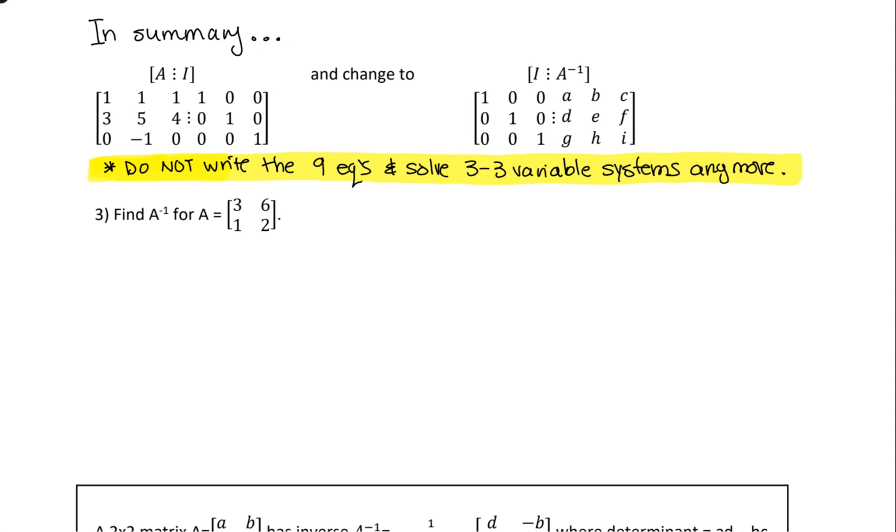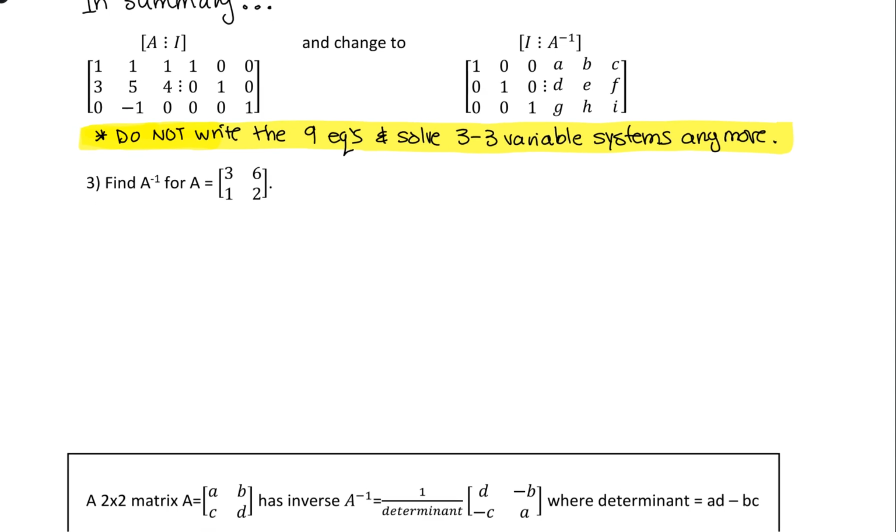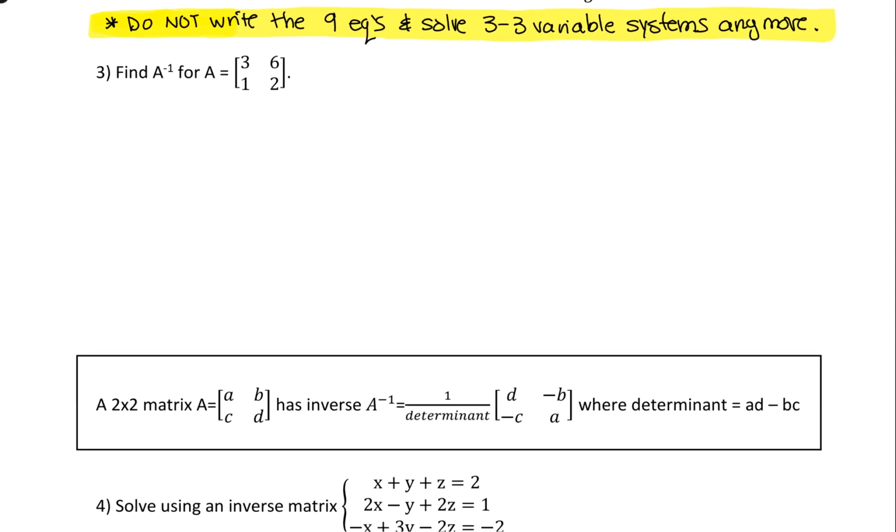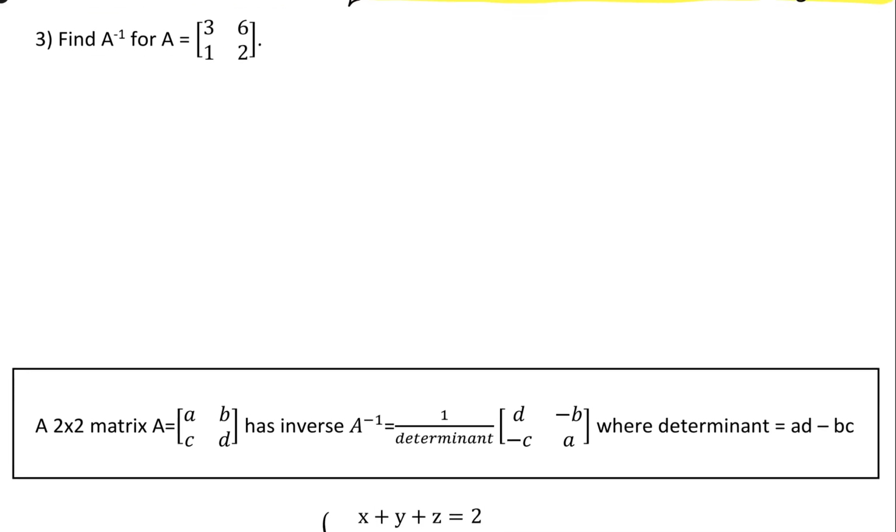So just in summary, because I see students do this on a test, you do not need to do a 3-equation, 3-variable system 3 times. Do this using what I just said by converting it from A augmented with the identity, to the identity augmented with the inverse, okay? Do not write all the equations and solve 3-variable, 3-equation systems. It's going to take you too long. Okay, number 3, find A inverse for this 2x2 matrix.